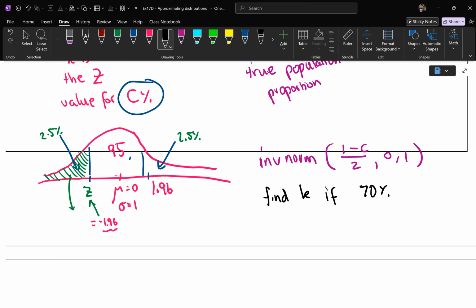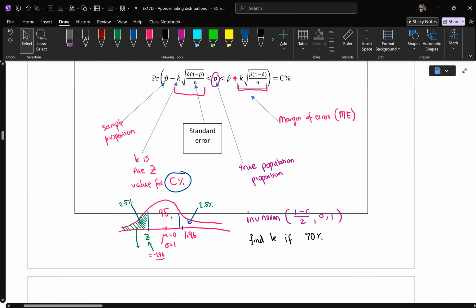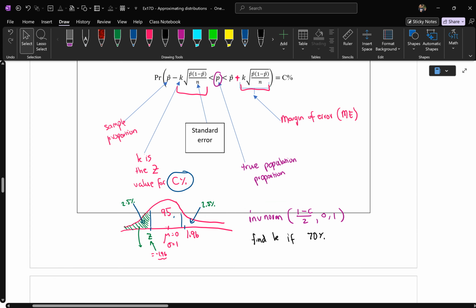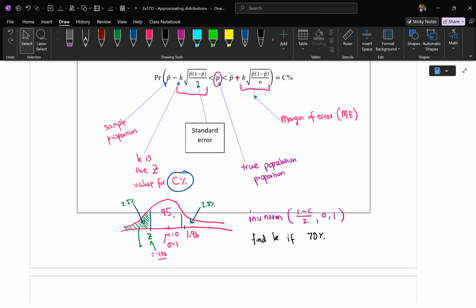Find K. In the formula, you need to be able to find K first. So find the Z value if I want to be 70% confident. The center is 70, and each side would then be 15, 15, right? But you can use that formula: 1 minus 0.7 divided by 2. Work out Z for me. What does that give you? Do it.